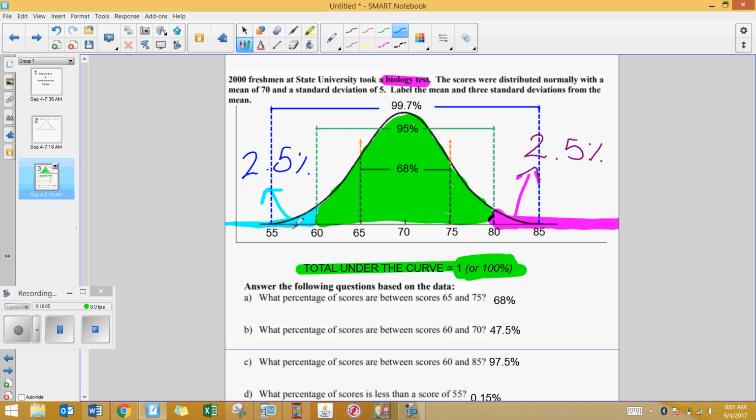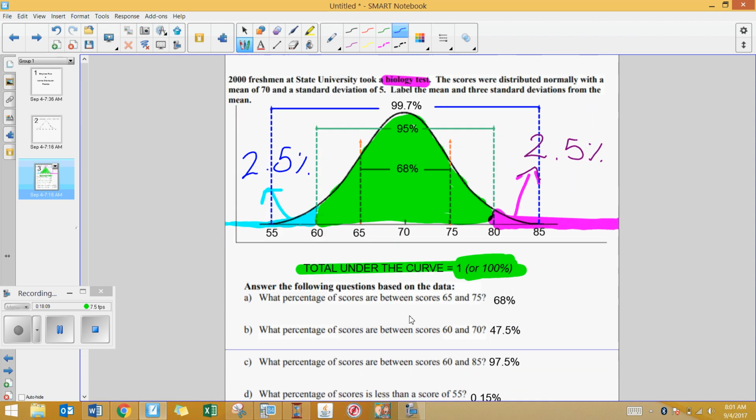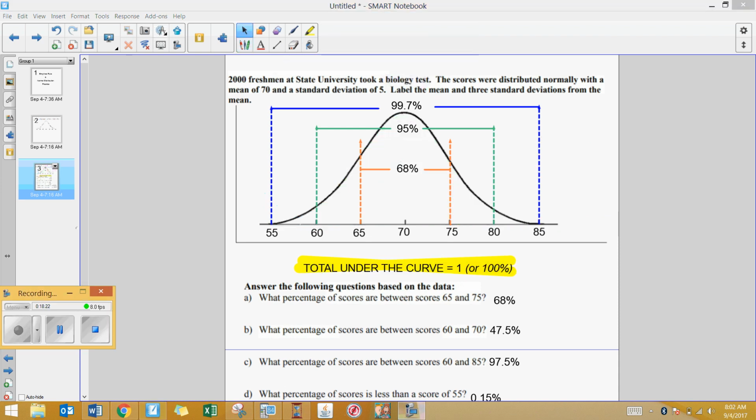Okay, so finally we come back down, what percentage of scores is greater than 80? Well, that's just this pink one over here, and that is 2.5%. And that finishes it up for the front side of the worksheet.